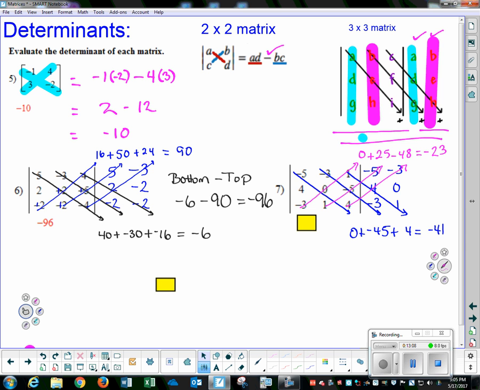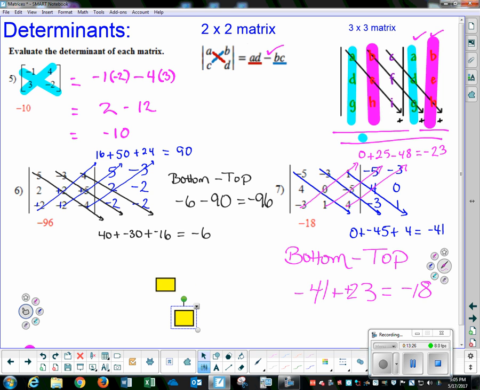Now it's just remembering, is it top minus bottom or bottom minus top? It is the bottom number minus the top number. So -41 minus -23 gives us a -18. Yes. So that's a determinant of a 2x2 and a 3x3. I have another method to show you on a 3x3, but we'll save that probably for Monday.